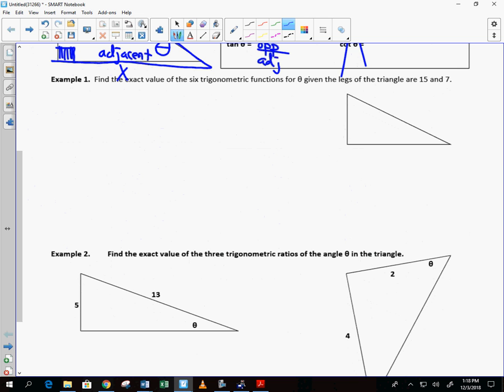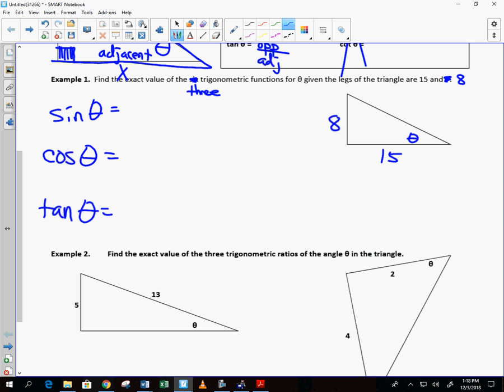Okay. It says, find the exact values of the three trigonometric functions for theta. We're going to put theta here. Given the legs of the triangle are 15 and 7. Whoop. I'm sorry, you guys. I thought I had changed the problem, but I didn't. We're going to go 15 and 8. So I'm going to write sine of theta, cosine of theta, tangent of theta.